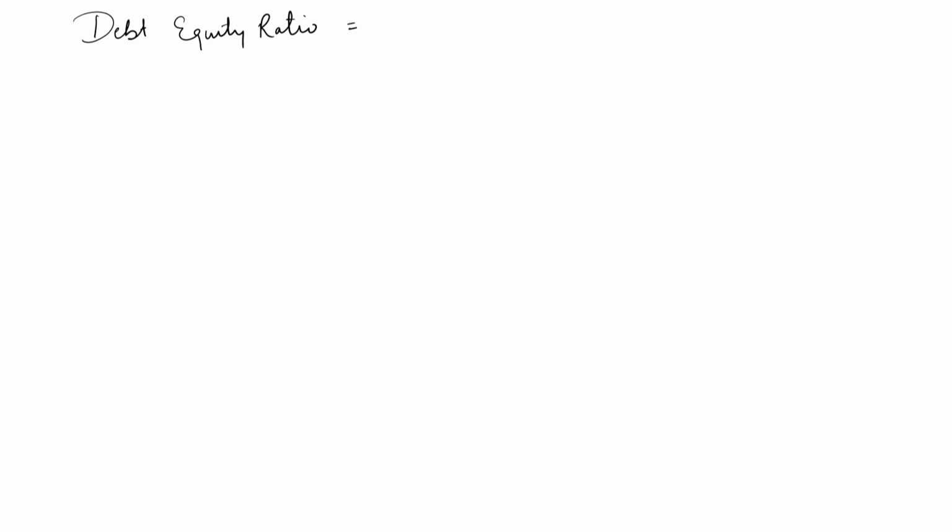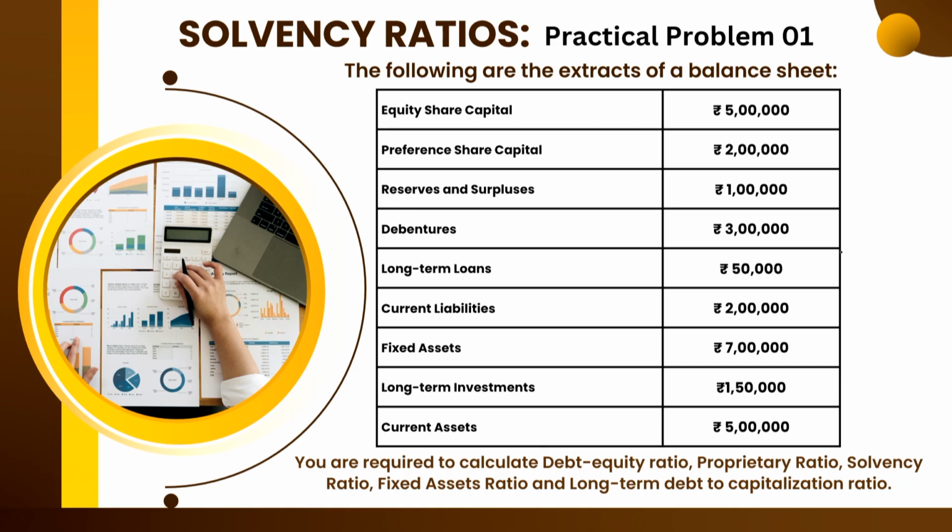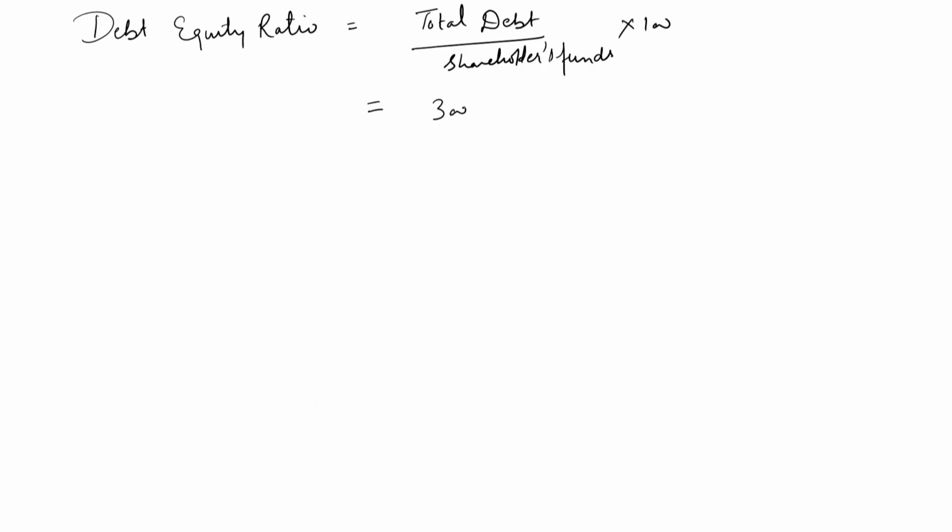as discussed in the earlier slides. Debt equity ratio is the ratio of total liabilities, your total debt, upon shareholders fund, multiplied by 100 as we represent these ratios in percentage. So as per the question, we are given the different liabilities like debentures 3 lakhs, long term loans 50,000.